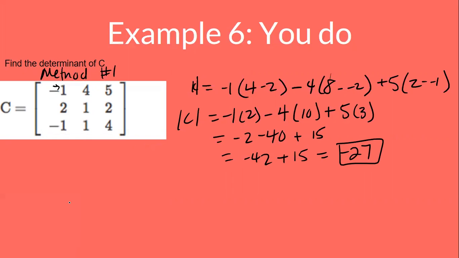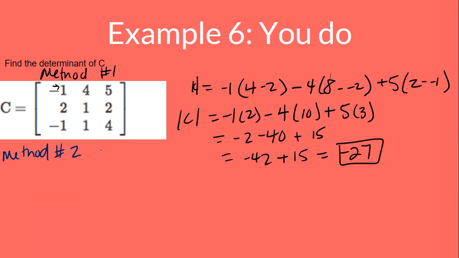If you did method number 2, so you're, oh, whoa, pen did weird things. Oh, stop. I don't know why I did that. That's weird.